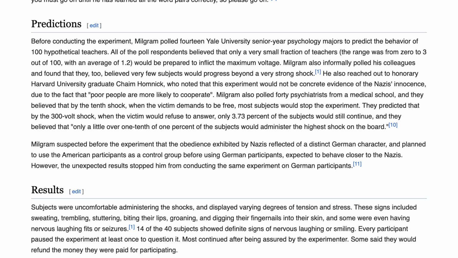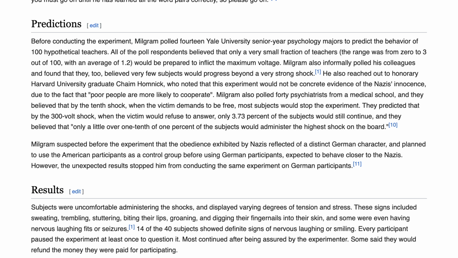Milgram also informally polled his colleagues and found that they, too, believed very few subjects would progress beyond a very strong shock. He also reached out to honorary Harvard University graduate Chaim Homnick, who noted that this experiment would not be concrete evidence of the Nazis' innocence, due to the fact that poor people are more likely to cooperate.